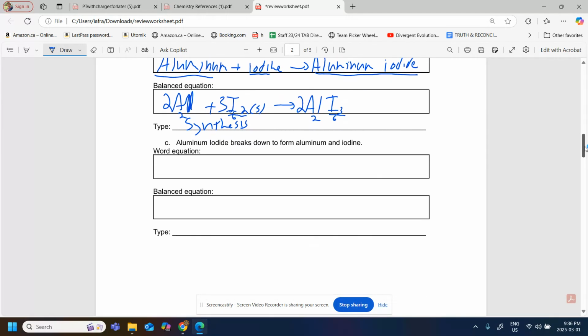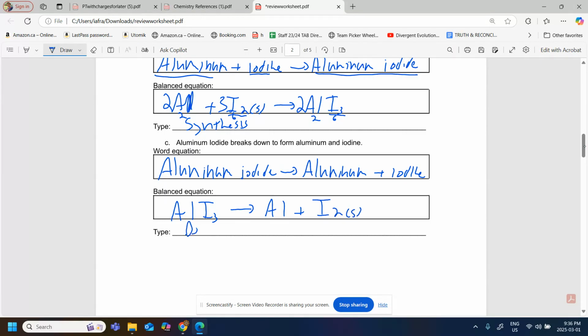Try this last one here, check your work. So we have aluminum iodide breaks down to form aluminum and iodine. So it looks like the opposite of the above one. So right away you should be able to tell that it is a decomposition. So aluminum iodide is breaking down, so it's decomposing to form aluminum plus iodine. Writing your balanced equation, we have aluminum iodide, so AlI3 produces aluminum plus I2 solid because it's one of the diatomics, but you can see this is a decomposition.